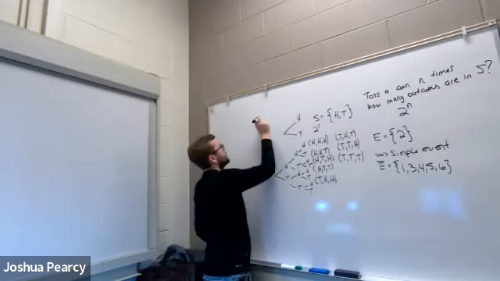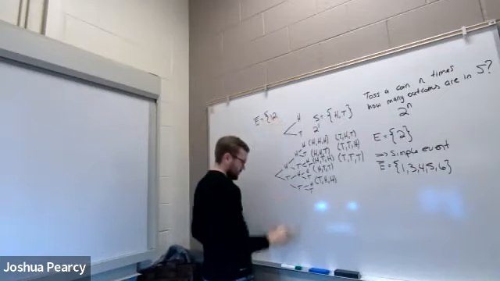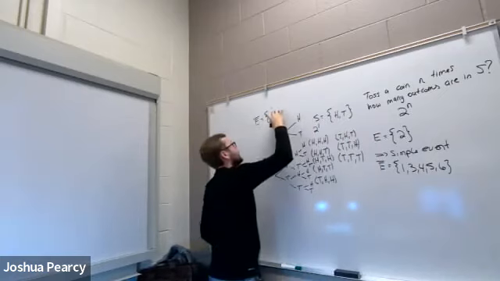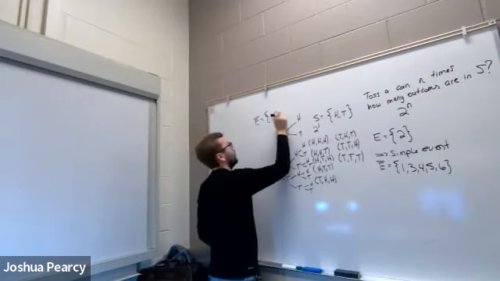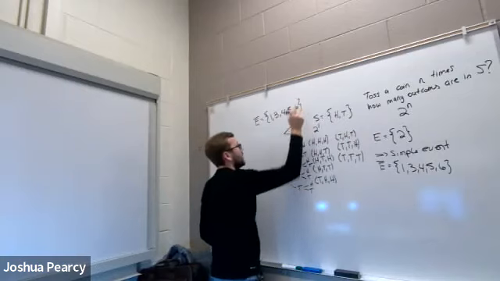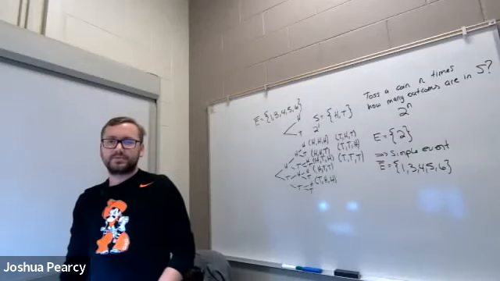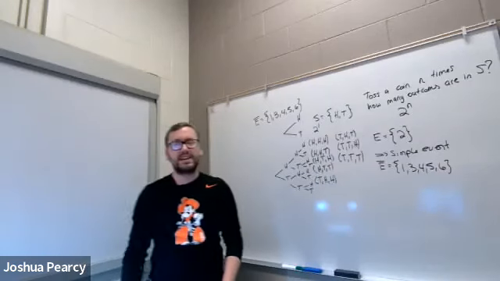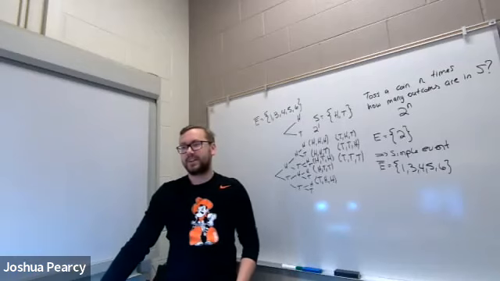So for that first one, E bar was 1, 3, 4, 5, and 6. Not 2, 2 was actually in E. How many outcomes are in E bar? 5. How many outcomes are in E? 1. How many sides are on a die? 5 plus 1 is 6.